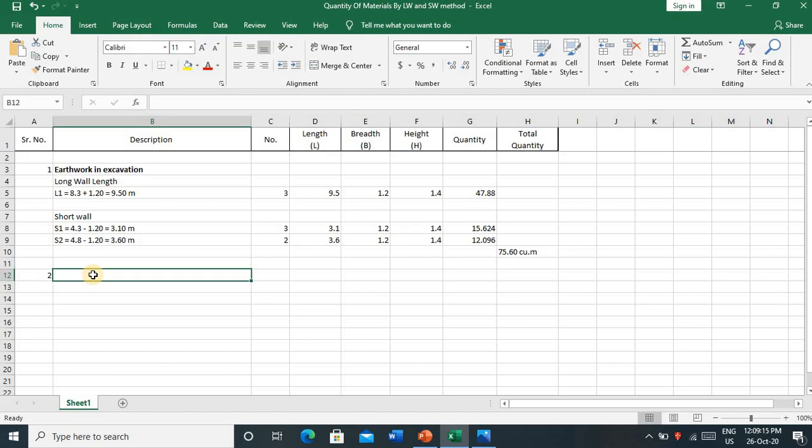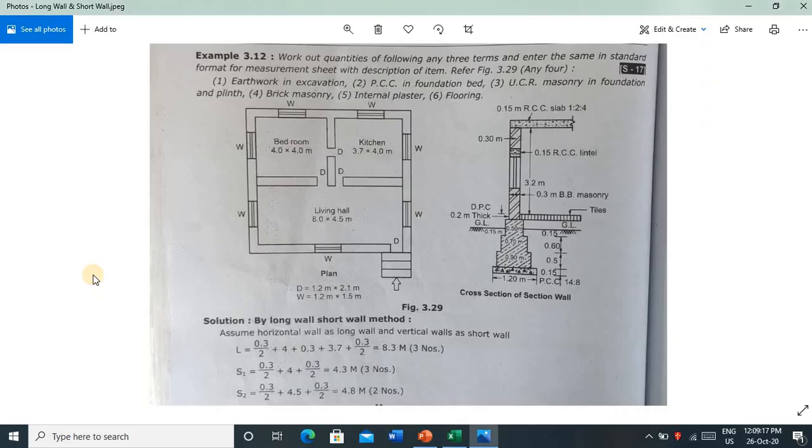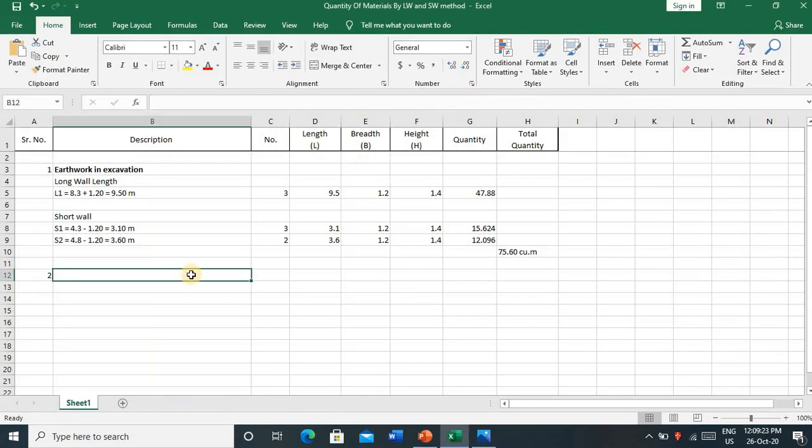So the second quantity asked is PCC in foundation bed. So here we will write PCC in foundation bed. In exam you will need to calculate the quantity by preparing a measurement sheet on your answer sheet.